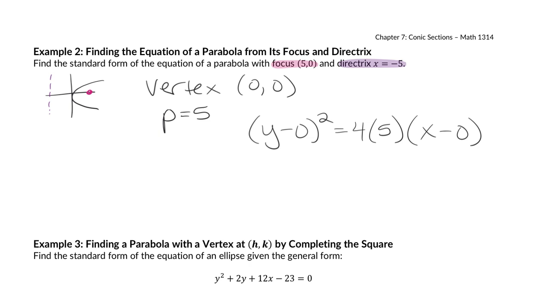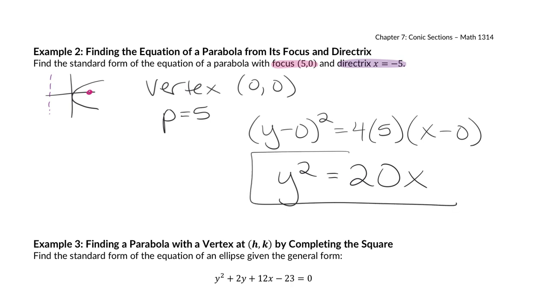But we can clean this up. Y minus 0 is just y. 4 times 5 is 20. And x minus 0 is just x. Resist the urge to square both terms. In a parabola, only one of the terms is squared. In a hyperbola and an ellipse, both are squared. In a parabola, only one is squared.